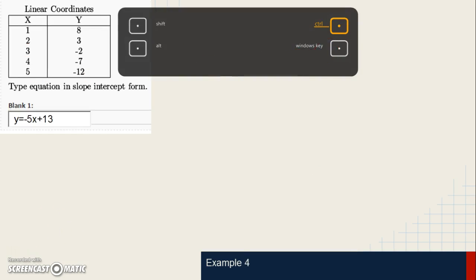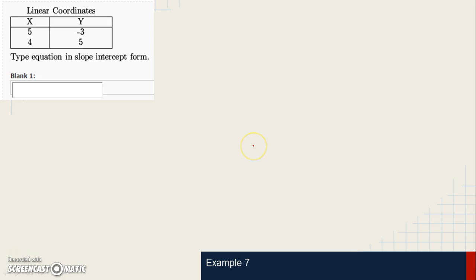Okay, so we've got time for one more. Here we have a table that only gives us 2 coordinates, and that's fine because we know how to find the slope with 2 coordinates. We're going to take the y value of the bottom coordinate and put that over the x value of that y value, and we're going to subtract that from the other coordinate that it gives us. The y value there is negative 3, and the x value is 5.